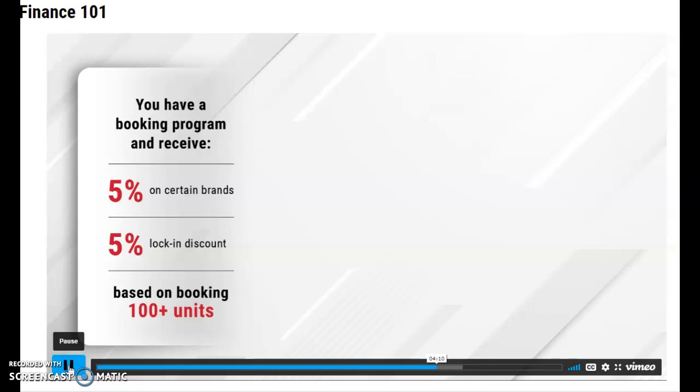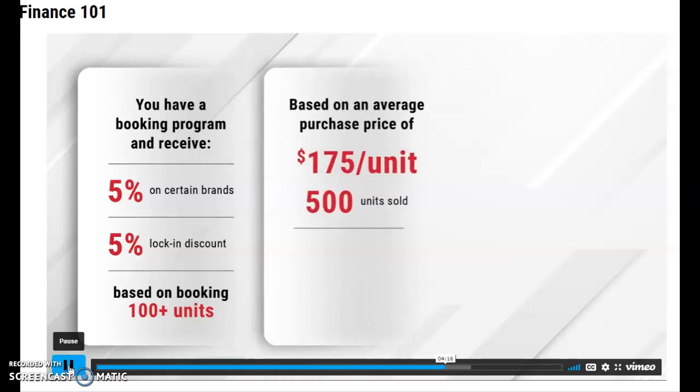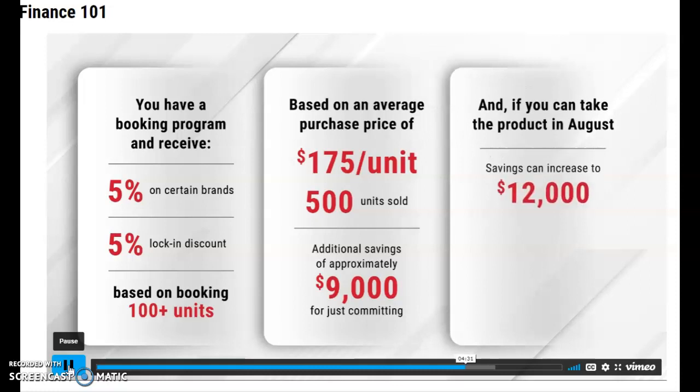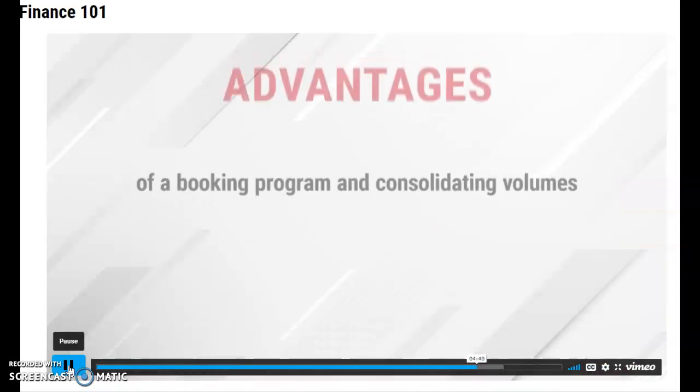You have a booking program and receive 5% on certain brands, plus a 5% locked-in discount based on booking 100 plus units. Based on an average purchase price of $175 per unit, and assuming you have 500 units sold, you can expect additional savings of approximately $9,000 for just committing to the booking program. If you take the product in August, savings can increase to $12,000. You can maximize margins by taking the product a little earlier than expected with no cash outlay.